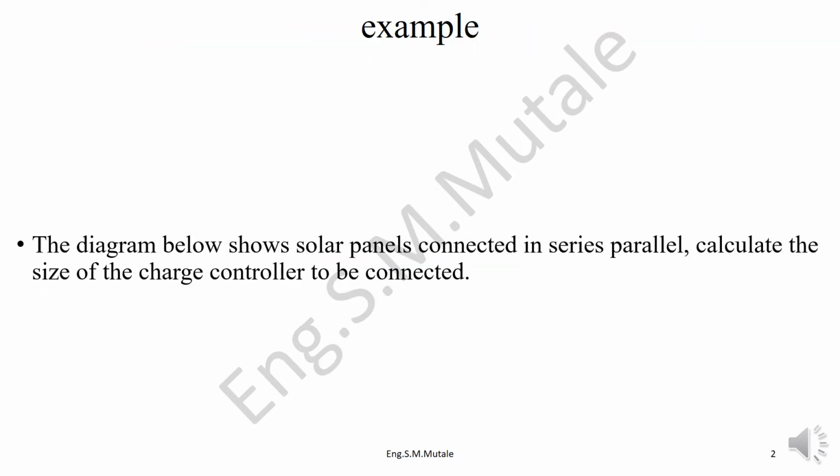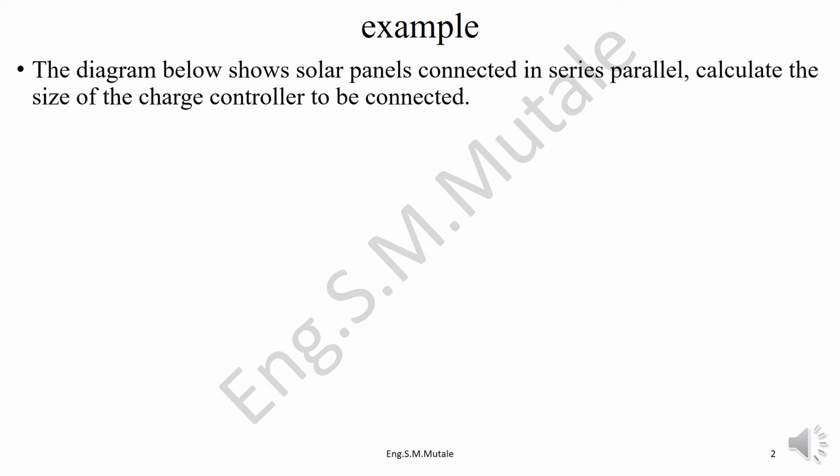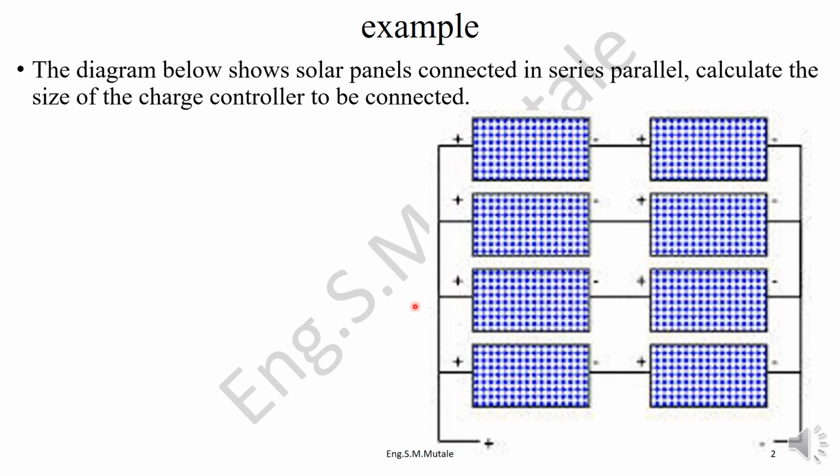An example: the diagram below shows solar panels connected in series-parallel. Calculate the size of the charge controller to be connected. We have these panels or modules. This one and this one are connected in series, making up one string. This one and this one in series, one string. This one, series, one string. This one, series, one string, and then they have been connected in parallel like that. So for such an arrangement, we have 4 strings.